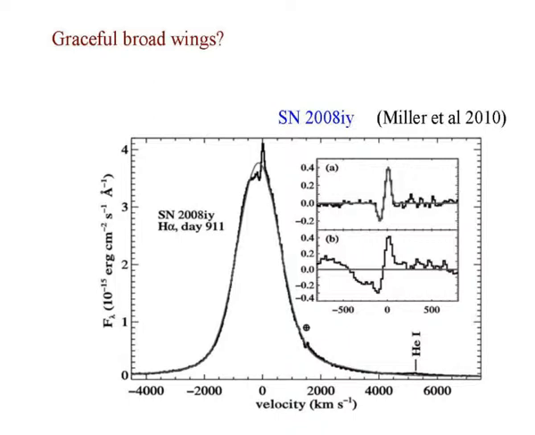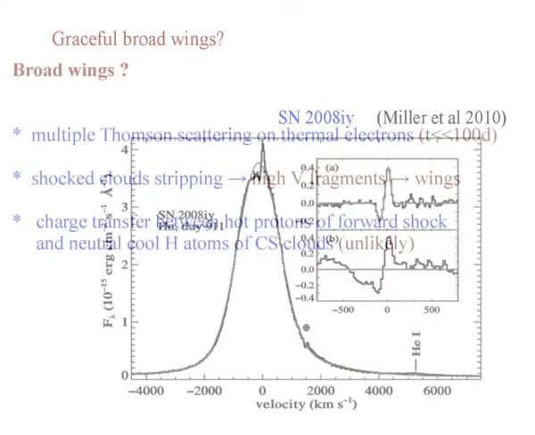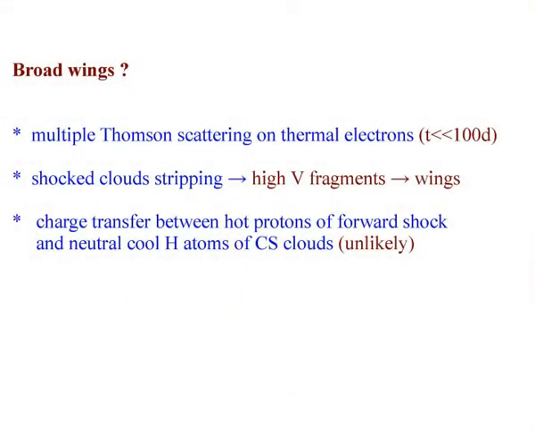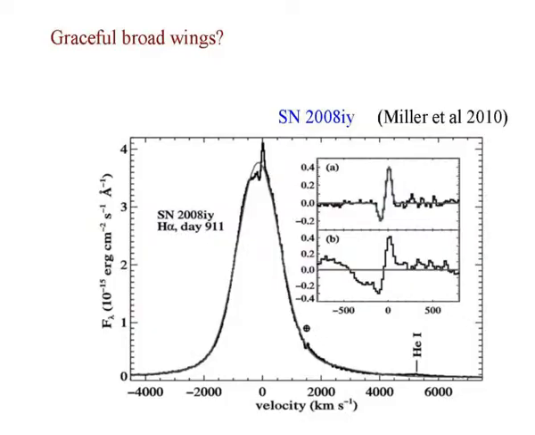There are several possibilities to explain. Multiple Thomson scattering on thermal electrons could produce smooth broad wings. But this mechanism operates only at an early epoch. I introduced it in one case, 98S, and it works perfectly. It explains profiles at the stage of about 1-2 weeks. But it's impossible to produce high optical depth to Thomson scattering in the circumstellar material or somewhere else for a much later stage. In this case, we observe the profile at the stage of 900 days, by the way.